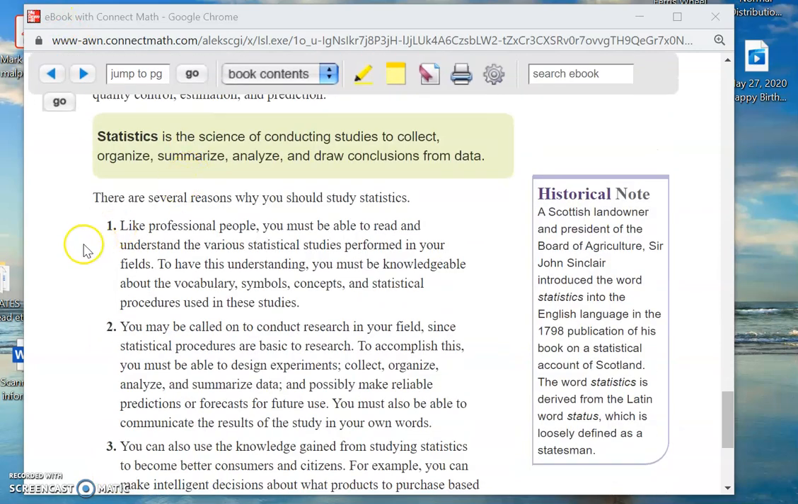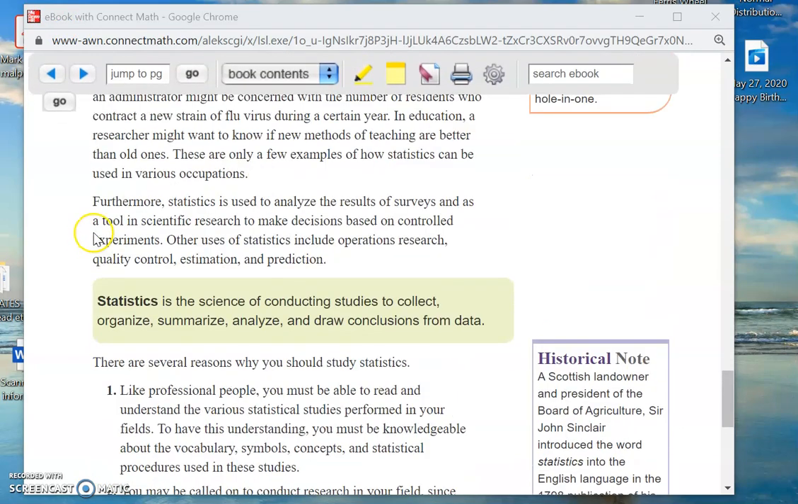All right, so the first thing we get to is a definition. This is typical of math books. They will give you definitions. In this book, typically a definition is in a green box. So here it is, here's our definition of what statistics is. It's the science of conducting studies to collect data, organize the data, summarize it, analyze it, and then draw conclusions from the data.